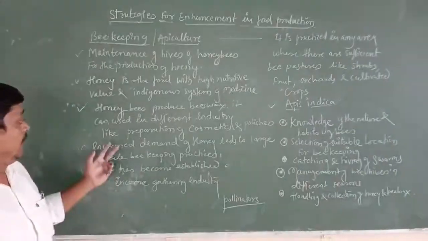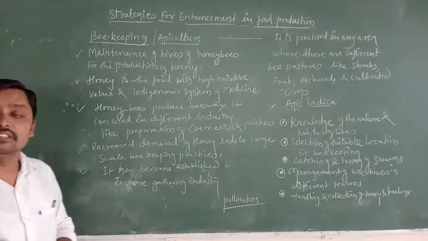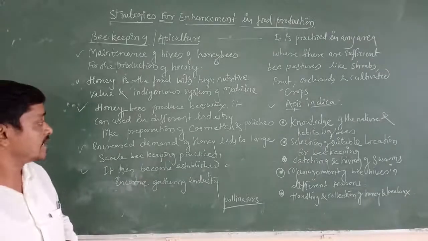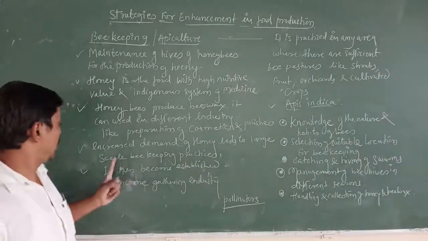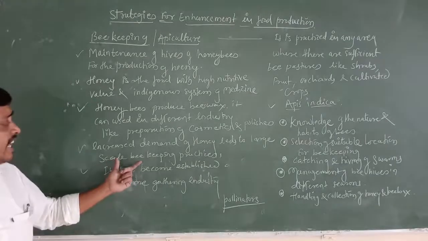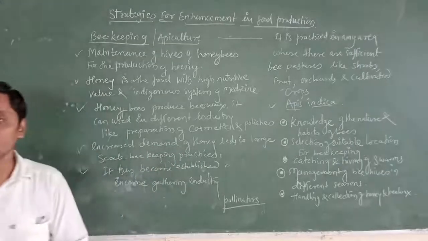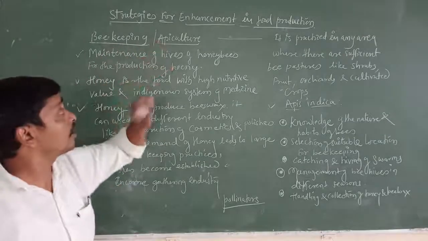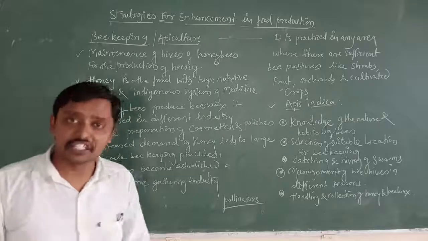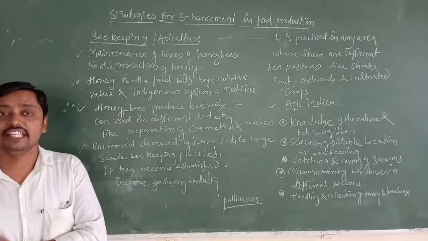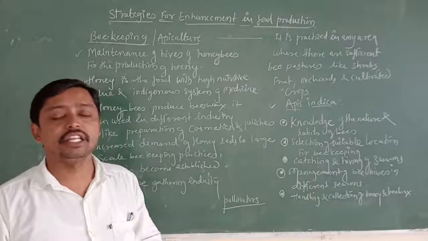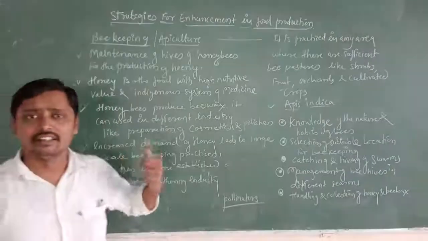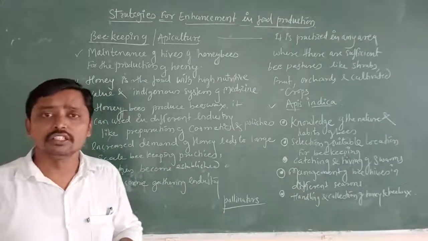Next, the increased demand for honey. With the increasing population, the demand for honey is also increased, and that leads to large scale beekeeping practice. This is what we call beekeeping or apiculture. Apiculture is an age old cottage industry.